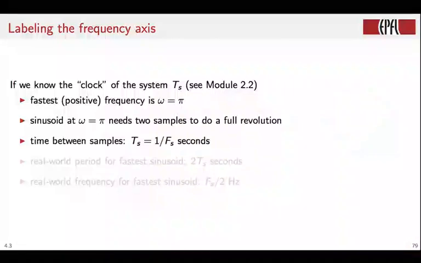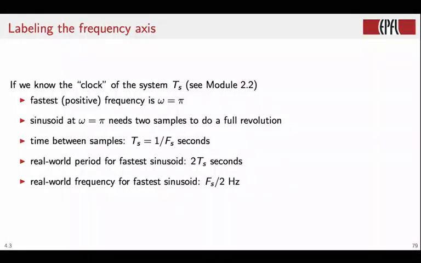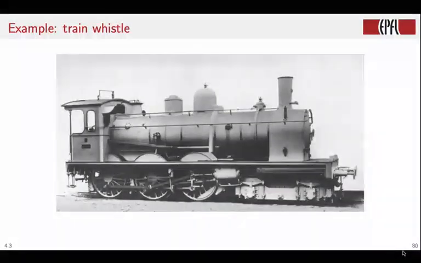Now the clock Ts can also be expressed as 1 over Fs, where Fs is the frequency of the system. This is a standard relationship between period and frequency for any system. So if the real-world period for the fastest sinusoid in a digital system is 2 times Ts, measured in seconds, the real-world frequency for the fastest sinusoid is Fs over 2. So the maximum frequency, once we've fixed the period between samples, is Fs over 2, or equivalently 1 over 2Ts. So let's take a concrete example.